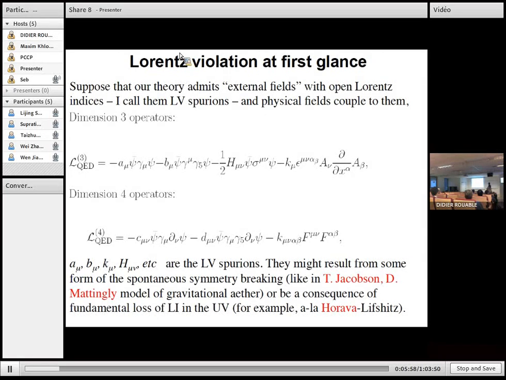You don't ask where these external tensors come from in terms of some fundamental principles. You just study what they give in various experiments. And the usefulness of this approach is that you can at least give a figure of merit for different experiments, because once the theory is formulated at the level of the Lagrangian, you can calculate various physical effects from it.